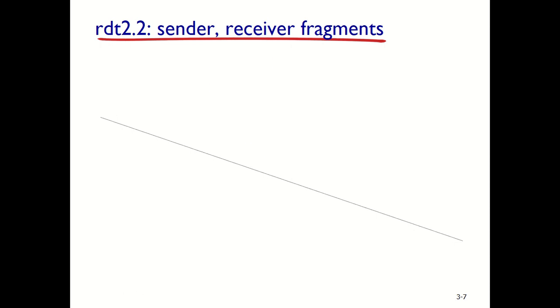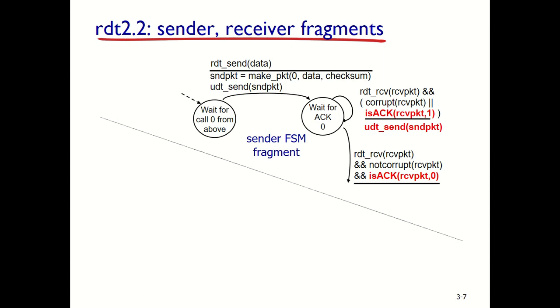Now let me discuss its FSM. In the sender FSM, as in each FSM, we have an initial state, which is the one with the dashed line. Here the sender is waiting to receive data from above. From above means from the application layer, because we are working at the transport layer.